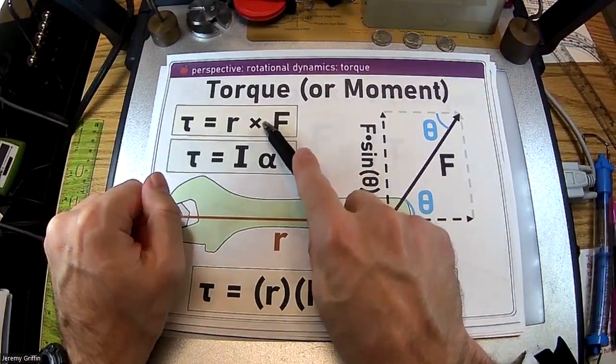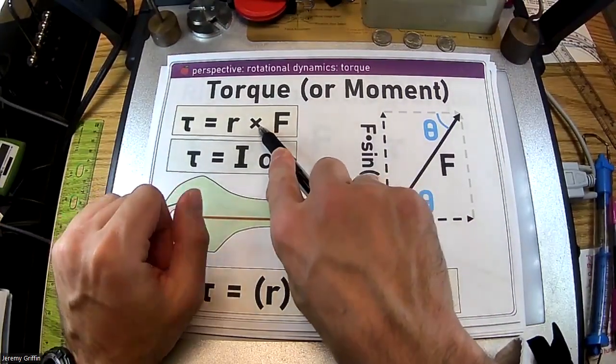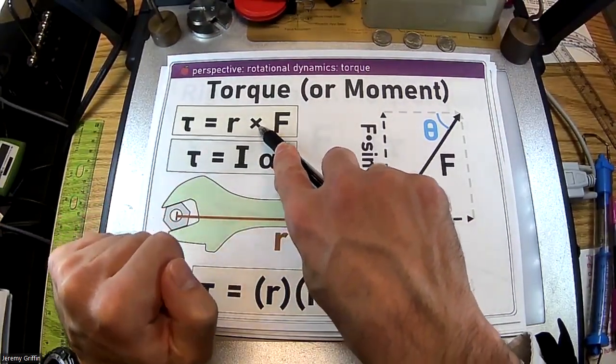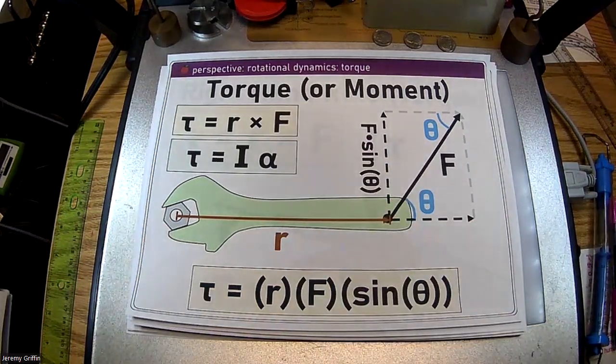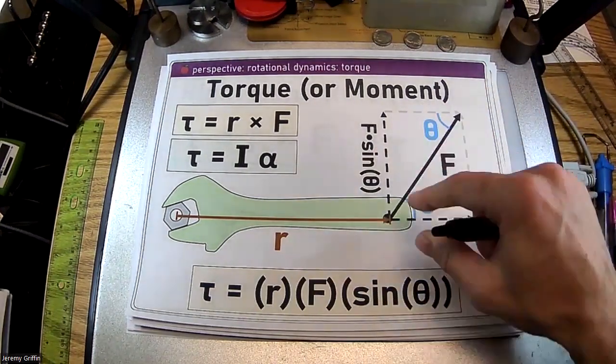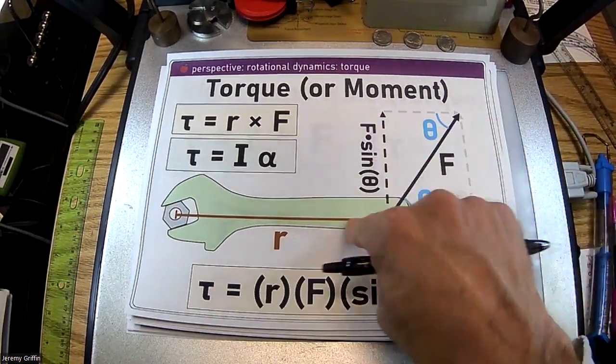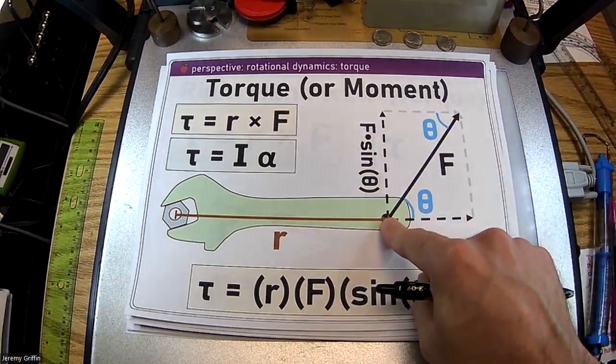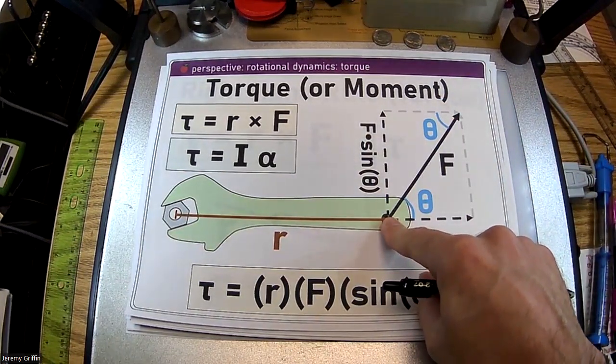And one more thing. You see that cross right there? It's actually a special kind of multiplication called a cross product, which means you only multiply together the perpendicular components. That's all that matters. Right? So if you push at some weird angle, only this perpendicular component, perpendicular to the radial arm, actually goes into any kind of turning moment, right?